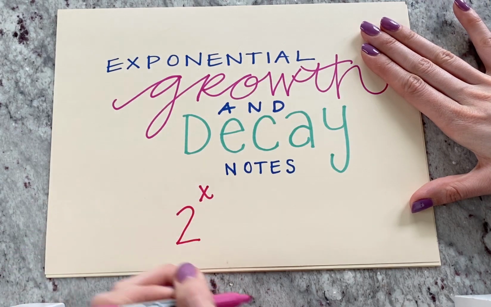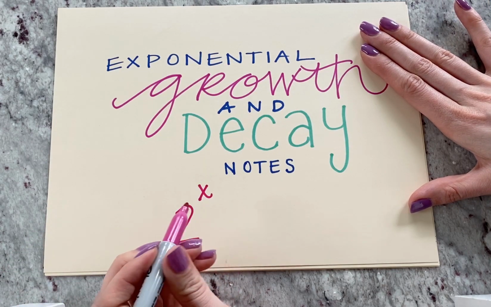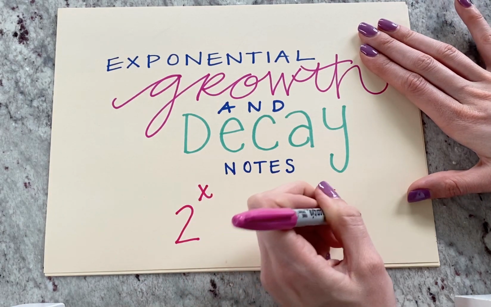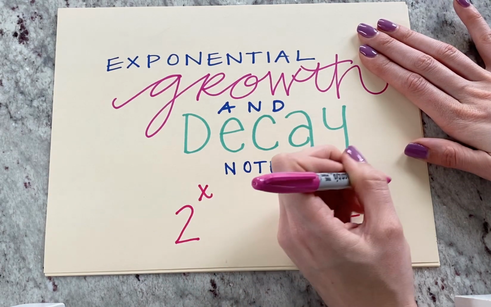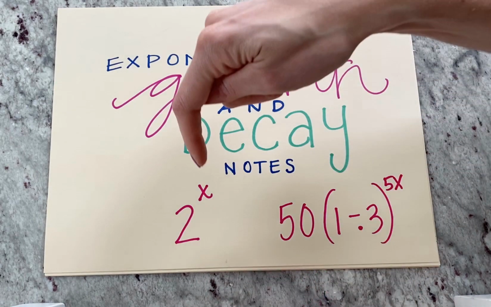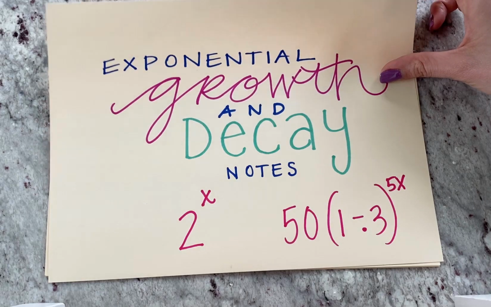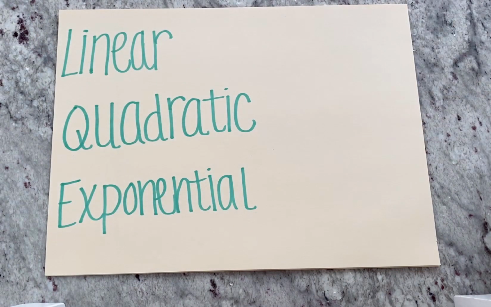So we might see something like 2 to the x, or it could be something more complicated, like 50 times (1 minus 0.3) to the 5x. But if x is in the exponent, that's what makes it exponential. Now, the assignment you're going to be working on after this video is a quiz, and it's going to go over what type of equation we are looking at.